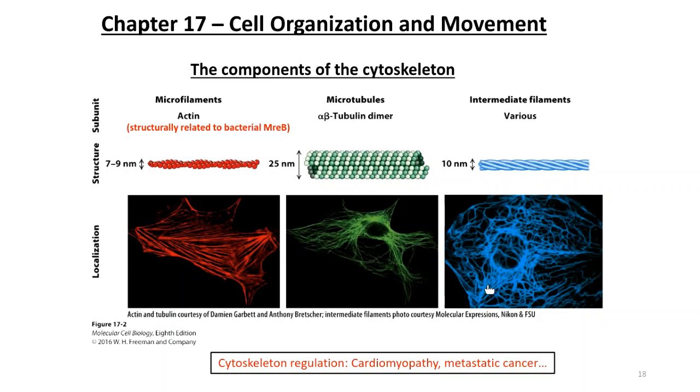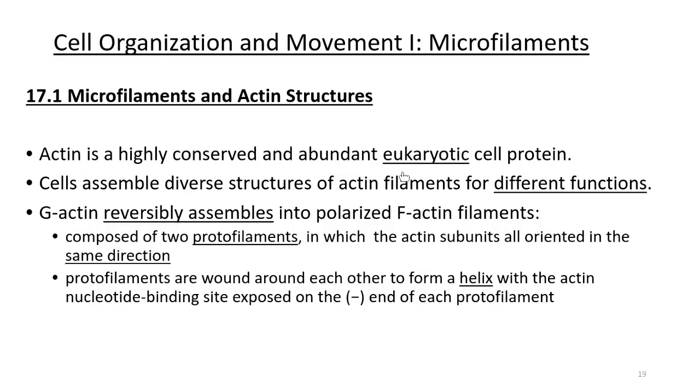Okay, so coming to the next slide, we have actin, which is a highly conserved and abundant eukaryotic cell protein. These assemble and form different structures which have different functions, right? The interesting part is it can reversibly assemble, and it's called F-actin filaments when it is assembled together, and when it is a single subunit, those are called G-actin. Okay, G-actin assembles to form F-actin. It's composed of two protofilaments, forms a helix, and so on.